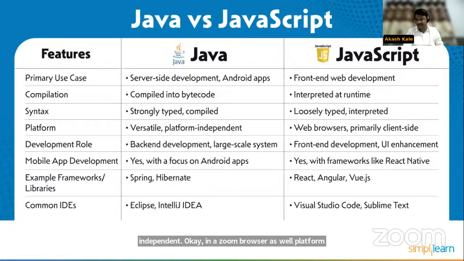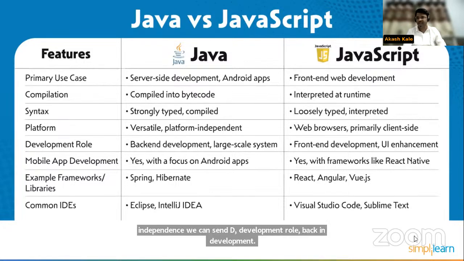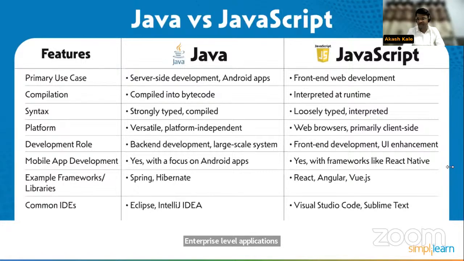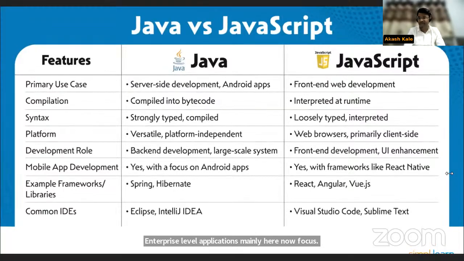Development role: backend development and enterprise-level applications are the main focus for Java. JavaScript is front-end coding, less coding compared to Java, mainly concentrated on UI development, front-end side technology. A lot of people have heard about the many libraries and frameworks based upon JavaScript, like jQuery, React, Angular, Vue.js. There are thousands of libraries and frameworks based upon JavaScript.